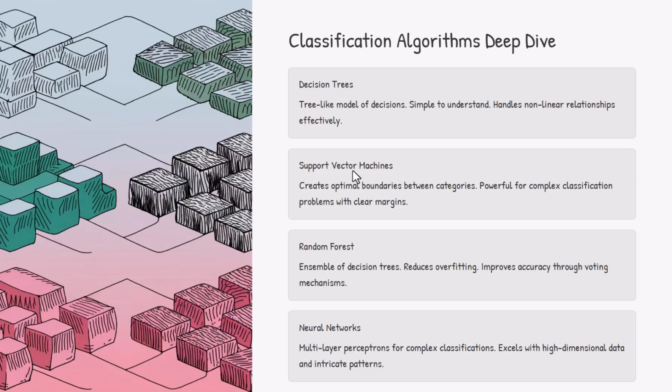Let's take it a level deeper. Decision trees are great for interpretability. SVMs handle complex boundaries. Random forests reduce overfitting using an ensemble of trees, and neural networks shine in high-dimensional data, like images and text. Each one has its strengths, and choosing the right one depends on your data and problem type.